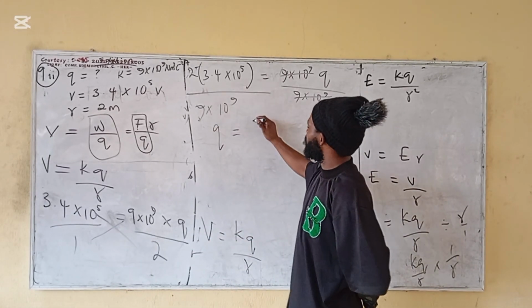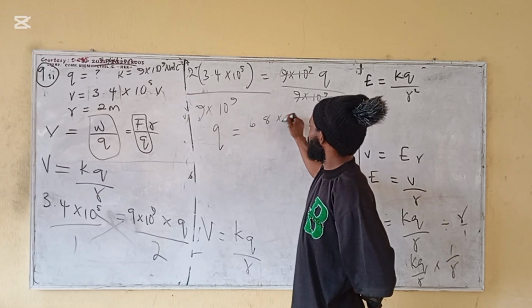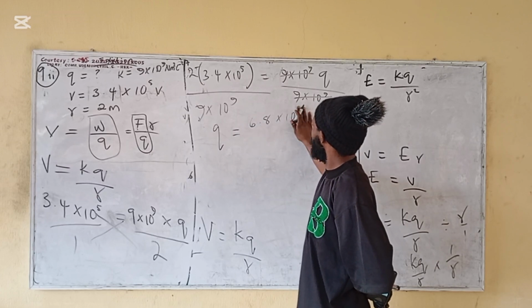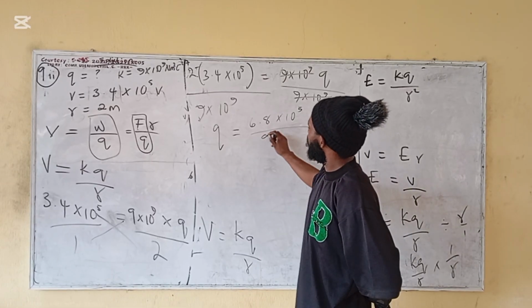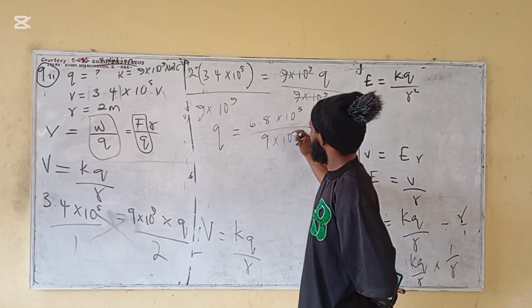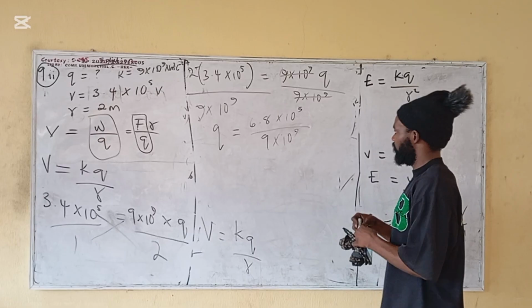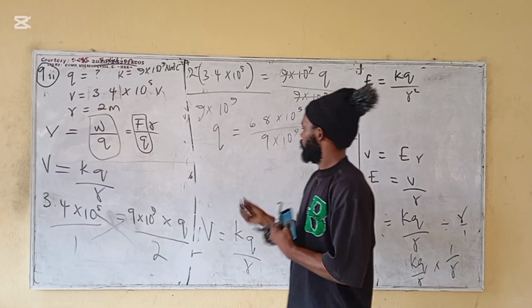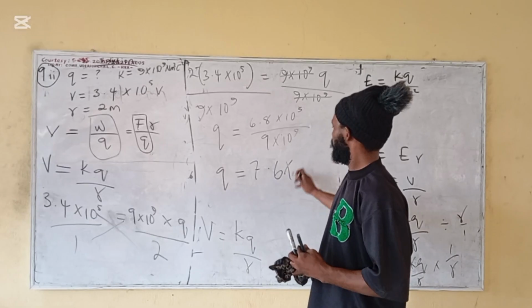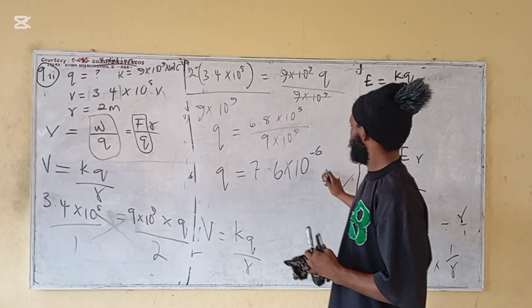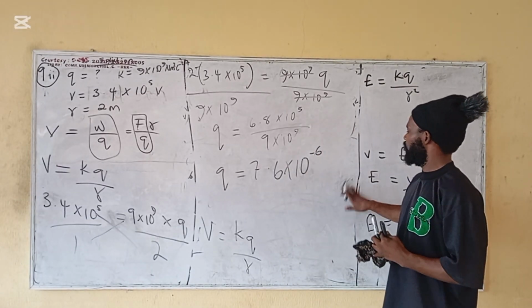Alright, so you got 6.8 times 10 raised to the power 5 over 9 times 10 raised to the power 9. I have punched it in, let's go: 7.6 times 10 raised to the power minus 7. So Q is equal to 7.6 times 10 raised to the power minus 6 coulombs.